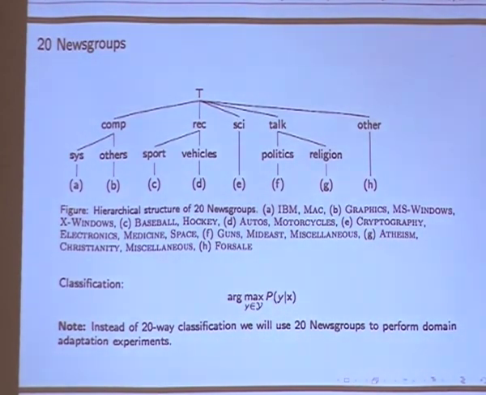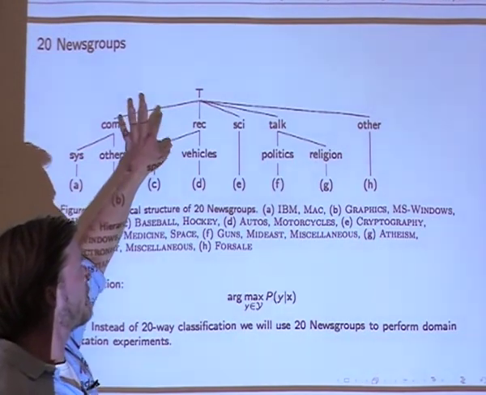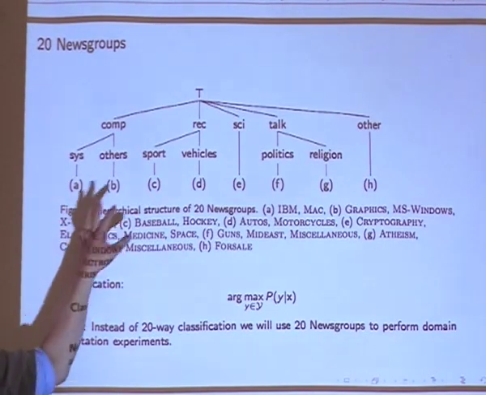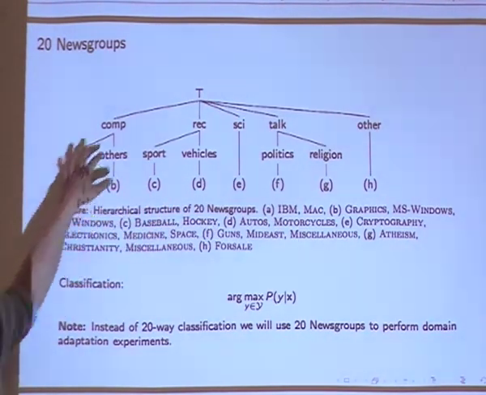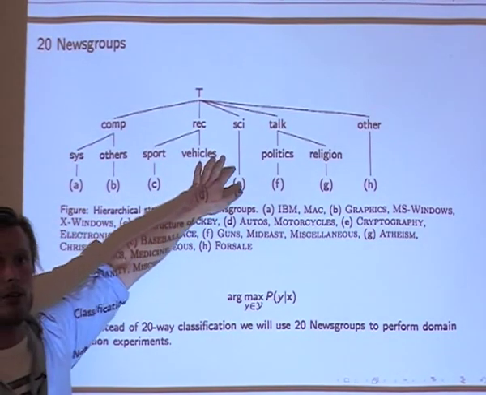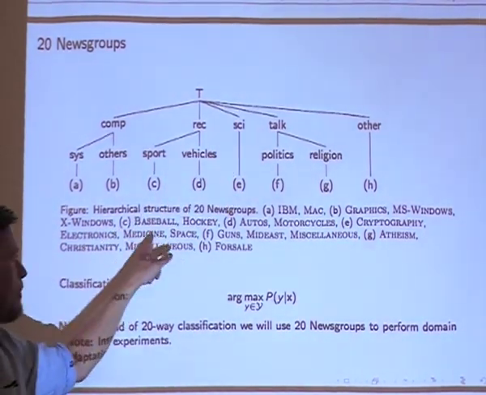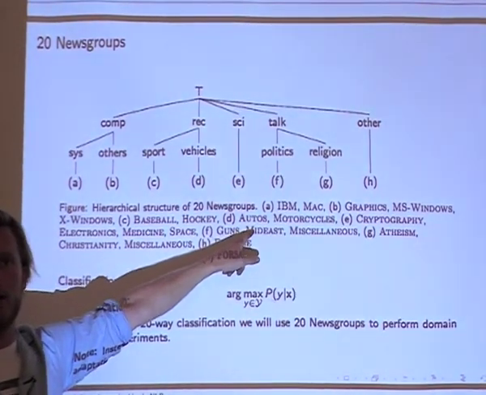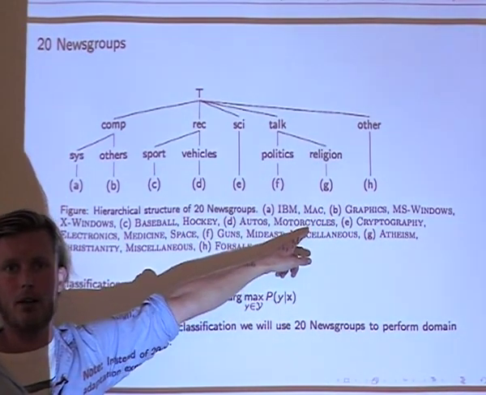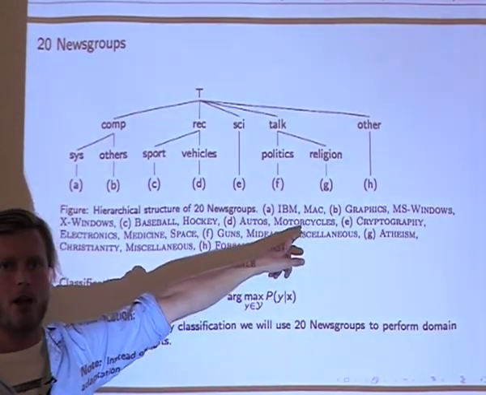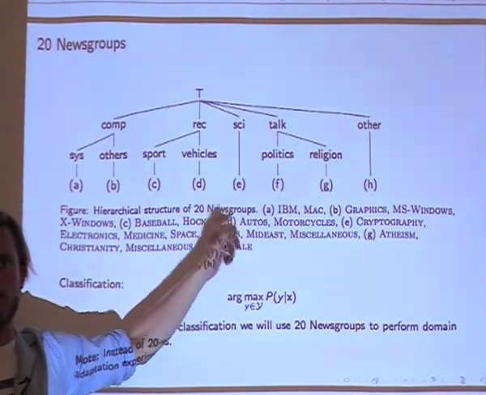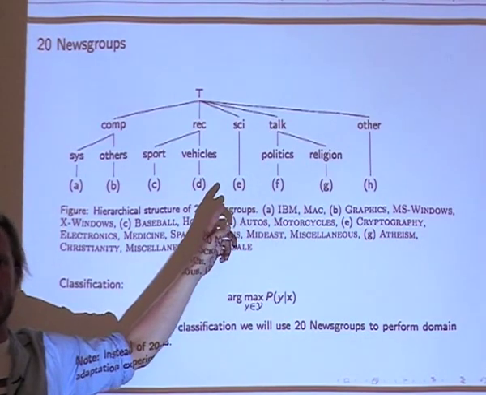But rather than thinking of this as a 20-way classification problem, what I'm going to be using it for is domain adaptation. The cool thing about the 20 newsgroups data set is that it has a hierarchical structure. So the 20 topics are organized in this hierarchy. So what we can do is learn, for example, to distinguish sports from vehicles, but take baseball and cars as our training data and test it on hockey and motorcycles, for example, which would be a domain adaptation problem. We can extract 280 different domain adaptation problems from the 20 newsgroups.